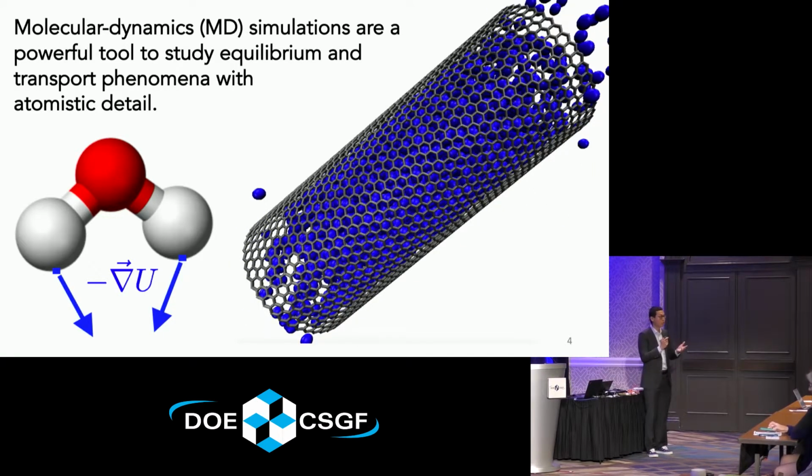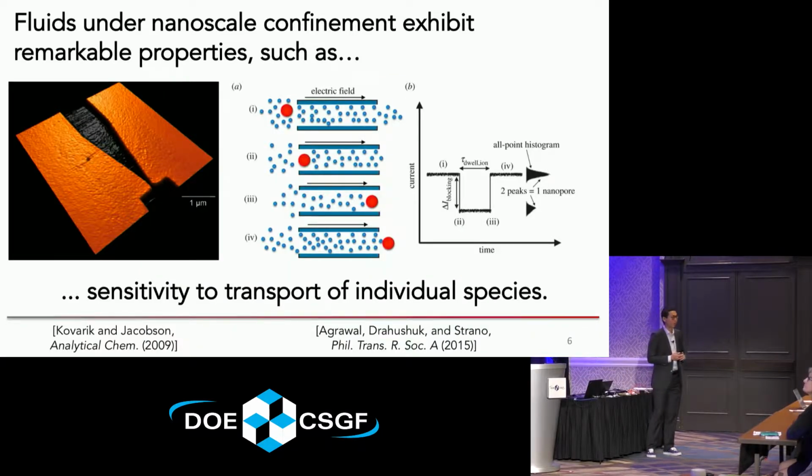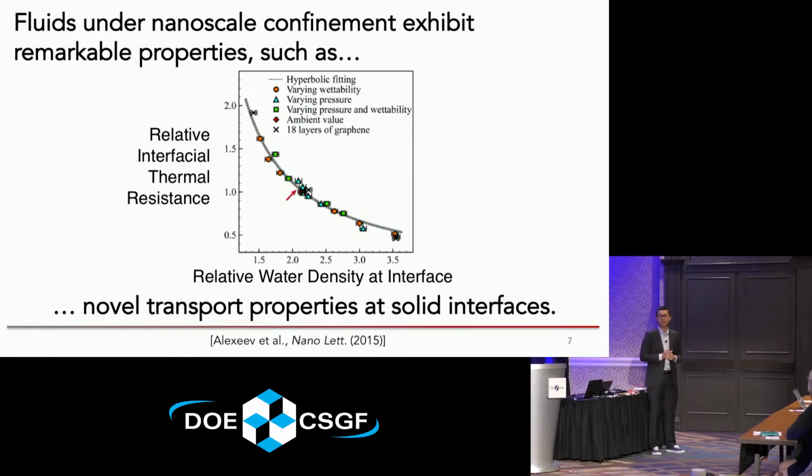Now, over the last approximately 20 years, MD simulations and a range of experiments have shown that fluids under nanoscale confinement have some really amazing properties. Some of these properties include very fast and selective transport. What I'm showing here is a nanoporous graphene membrane separating water from salt ions, so that's very useful for potential desalination technologies. Fluids under nanoscale confinement can also exhibit remarkable sensitivity to the transport of individual species in these small geometries, even when those species are at very low concentration, so that's very useful for chemical sensing.